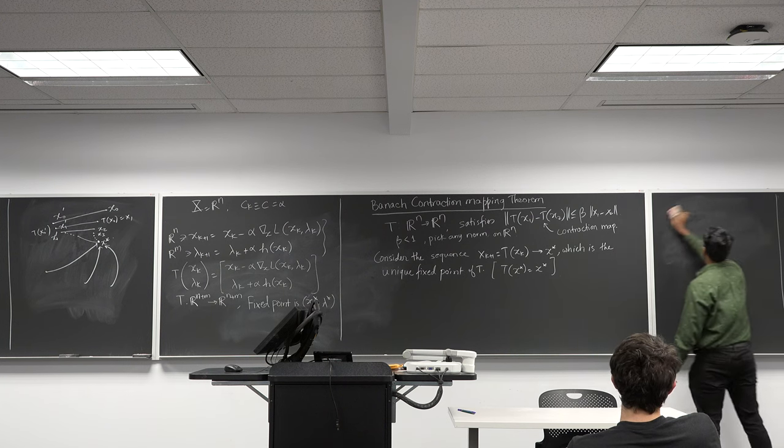How should I go about proving it? So let's try to write some equations and hopefully it will lead us somewhere. So what is x1 minus x0? No. Let's do x2 minus x1. This is equal to T of x1 minus T of x0, which is less than or equal to beta times the norm of x1 minus x0.